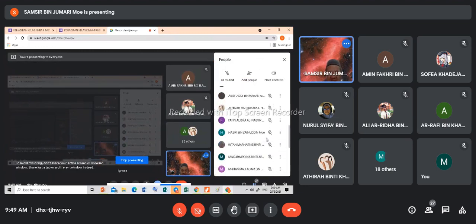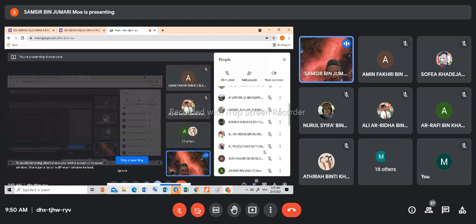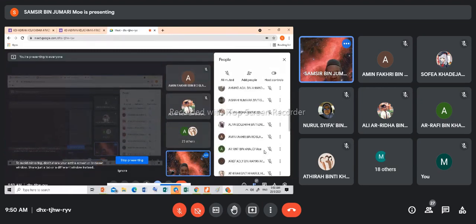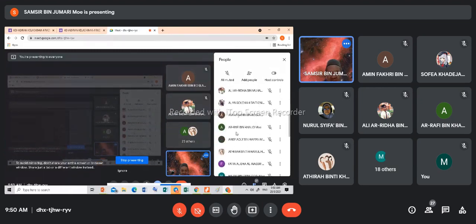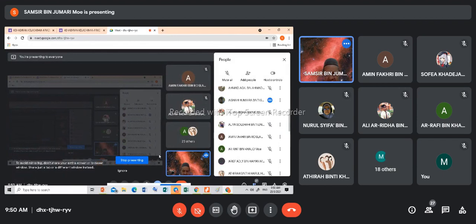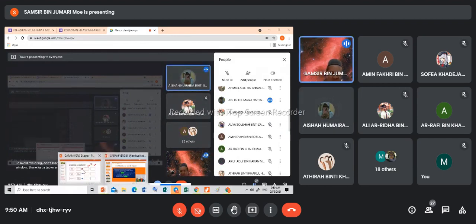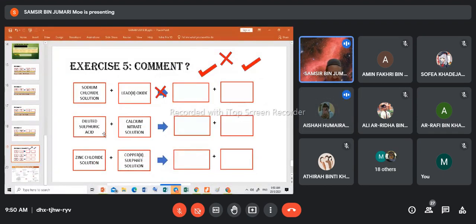Aisyah, boleh tak tu? Tindak balas tadi apa? Aisyah apa tadi ya? Aisyah mana tadi nama? Aisyah Humairah kan? Boleh tak tadi tindak balas ni yang kedua ni? Kalau boleh, apa hasilnya?